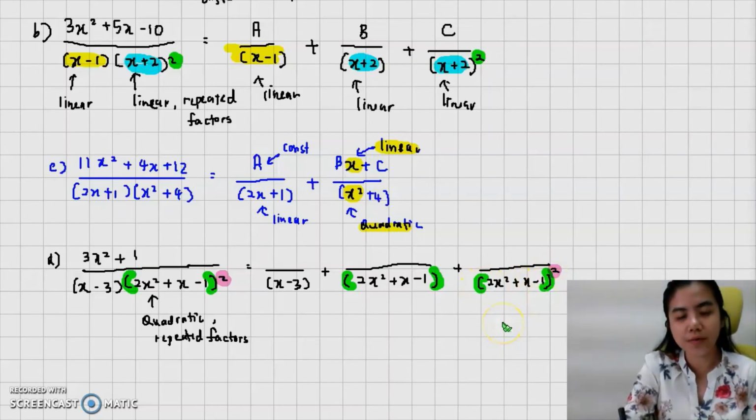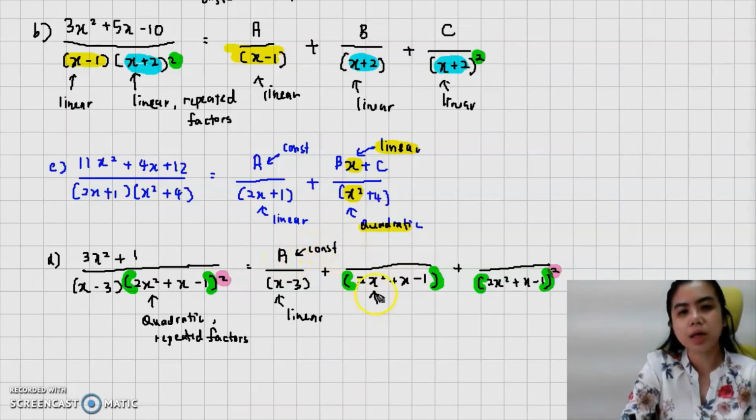Alright, so once we have written the denominator, the next thing is we have to decide the numerator. Okay, so the numerator, this one, because this is linear, on the top it should be constant. So constant, we begin with alphabet A.